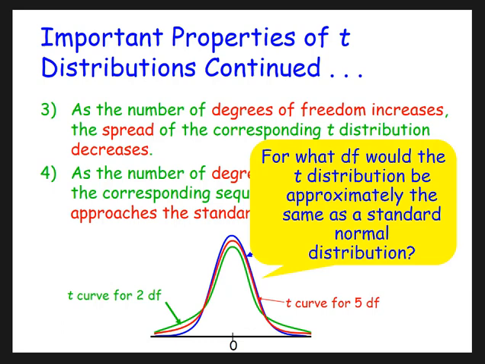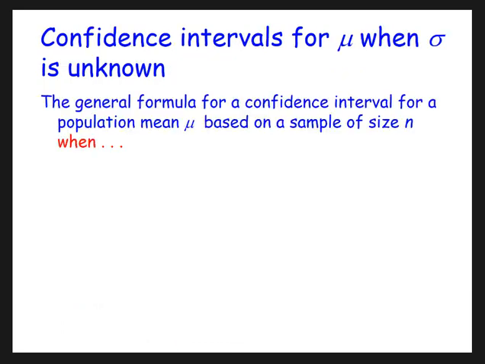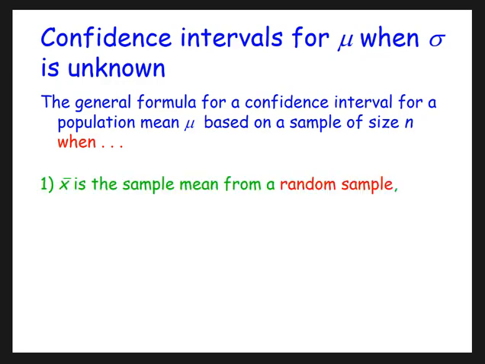So for what degrees of freedom would the t-distribution be approximately the same as the standard normal distribution? Every textbook uses a different value here. Like I said, if you get over 100 to 120, it's almost exactly the same, but some textbooks allow you to go down to even as low as 30 to be a good approximation.